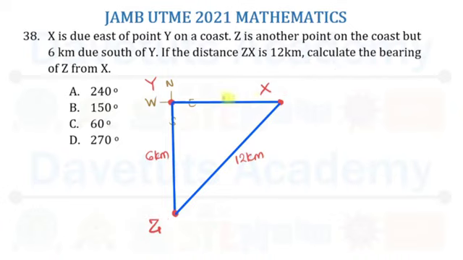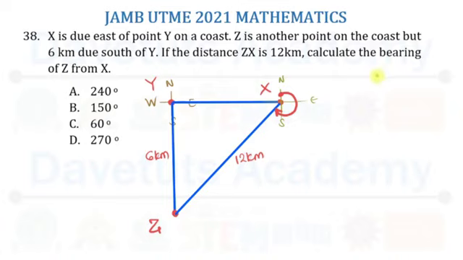If we draw our 4 cardinal points, we have north, south, east, and west. The bearing that we are asked to find will be this bearing from the north to the inclination of Z from the north of X. And this is the diagram that we have. Very good and very lovely.